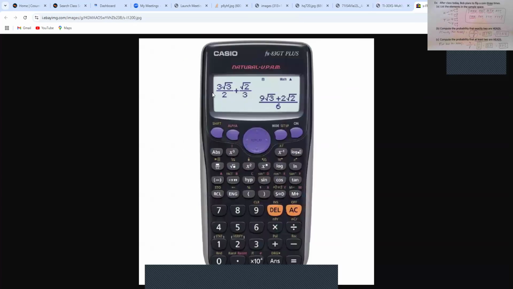Then another one is a Casio. This is a very popular one. This also has a button that kind of looks like a fraction right there on the far left side, towards the top left. And so you would push that button and then it would bring up a blank fraction. You would navigate using these arrows and enter your numerator and denominator and press equals, and it should reduce that fraction for you.